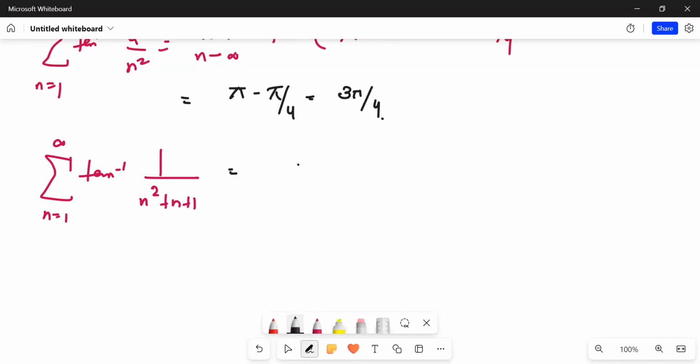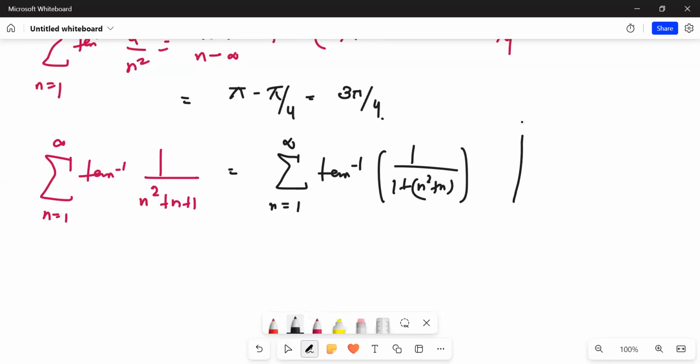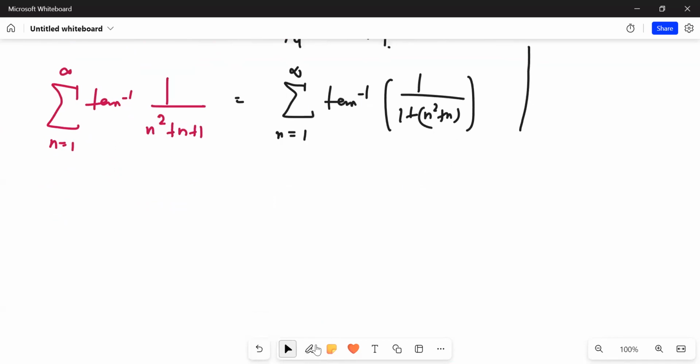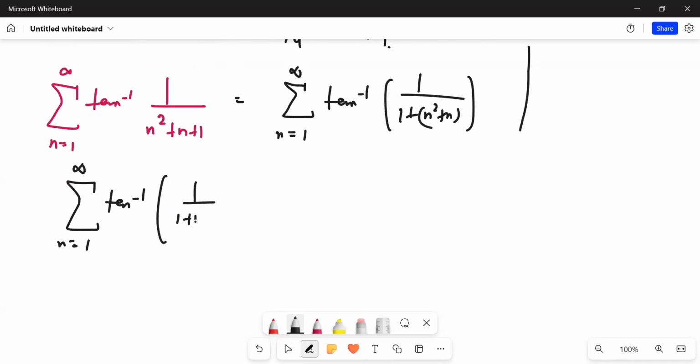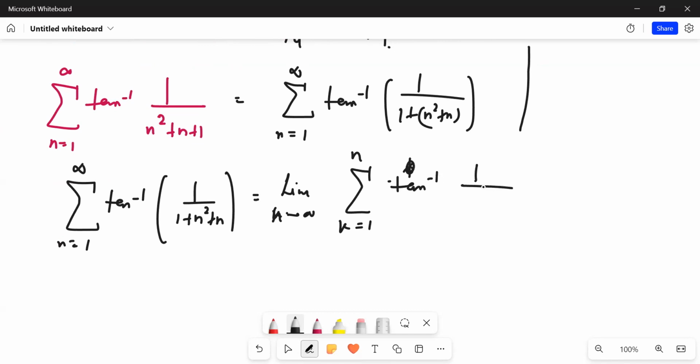So how would you do it? Simply I'll write it as summation n equals 1 to infinity tan inverse of 1 upon 1 plus n square plus n. I can write this as limit n tends to infinity, summation k equals 1 to n, tan inverse of 1 upon 1 plus k square plus k.